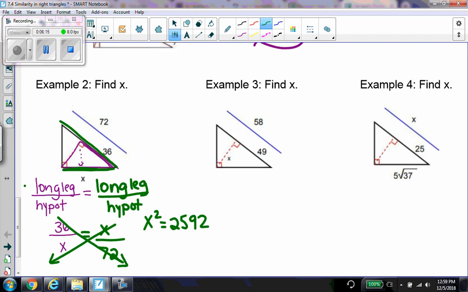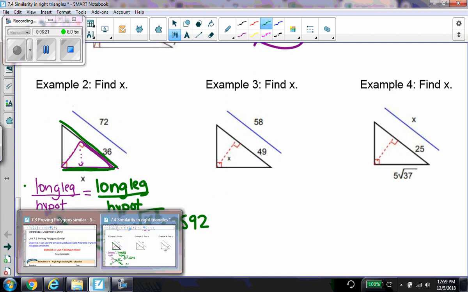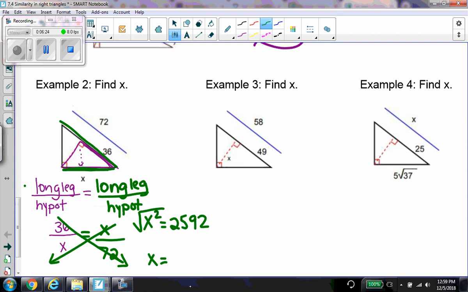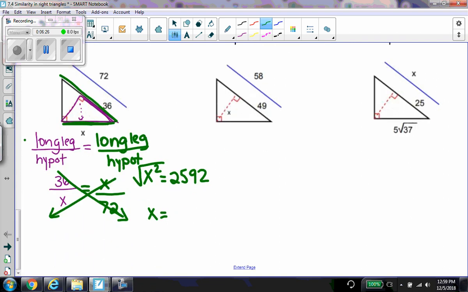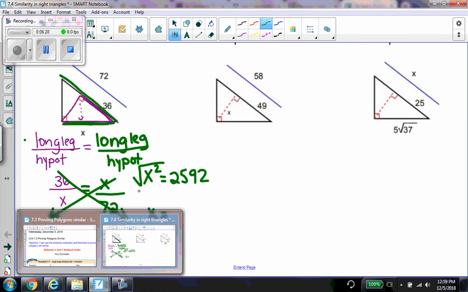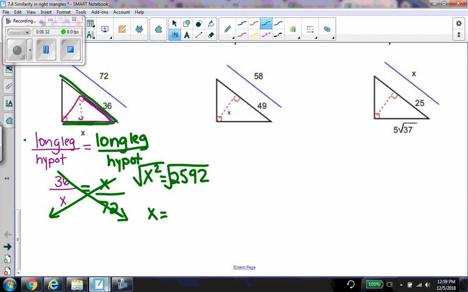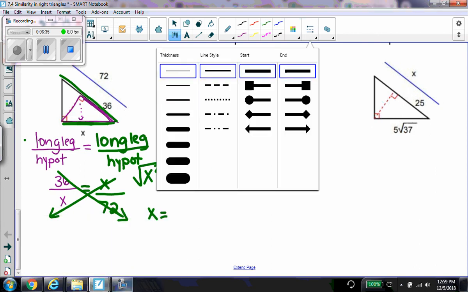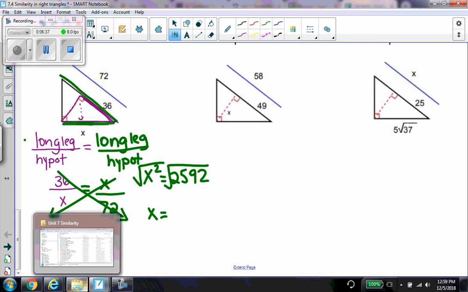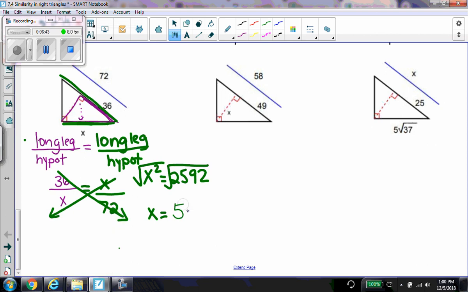I've got x squared. How do I go from an x squared to simply an x? Well, I have to undo the squaring. You undo the squaring by taking the square root. So if I take the square root of something that's squared, it's simply x. That means I've got to do it on the other side as well. If I take the square root of 2592, that's not a perfect square. I do end up with a fraction or a decimal, and we're just going to round that to the nearest 10.